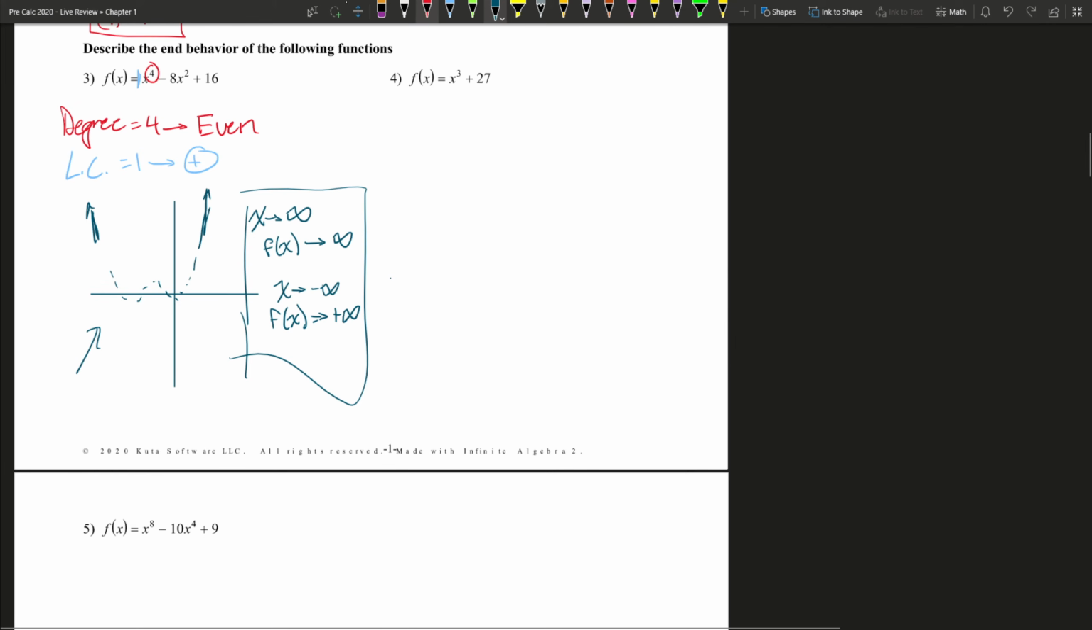All right, same thing for the second one, right? Our degree is 3. We still have a leading coefficient of 1. Our degree is odd. Our leading coefficient is positive.